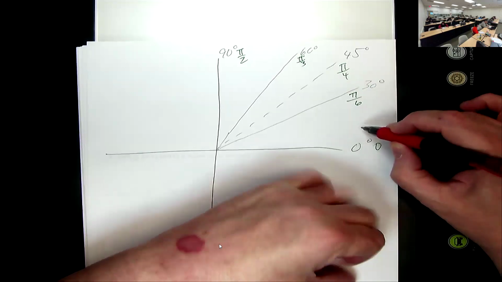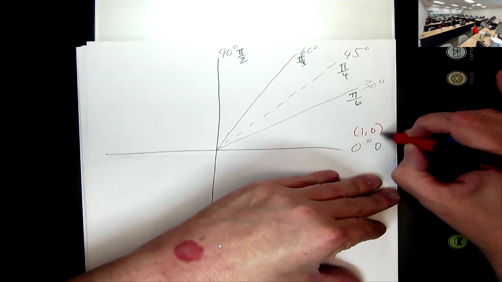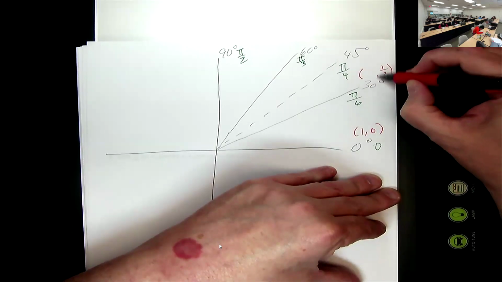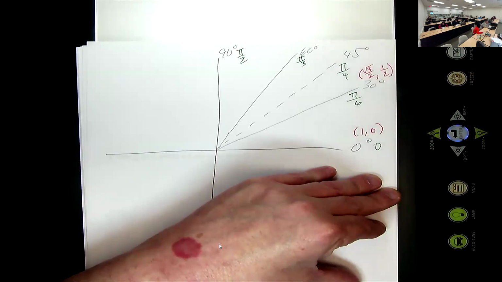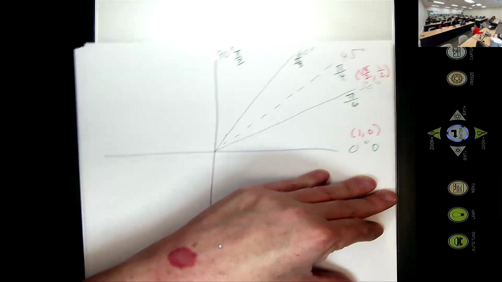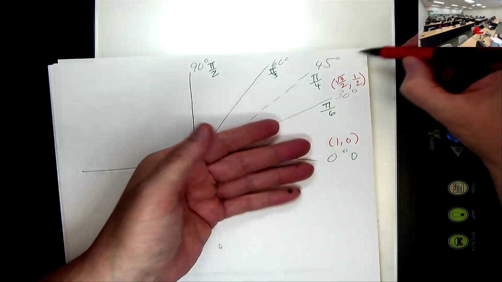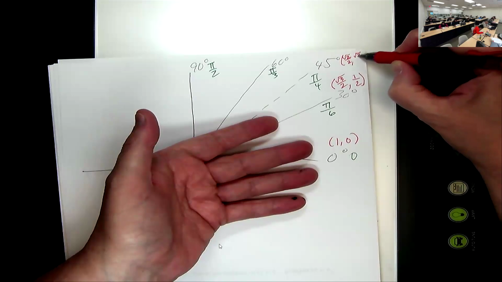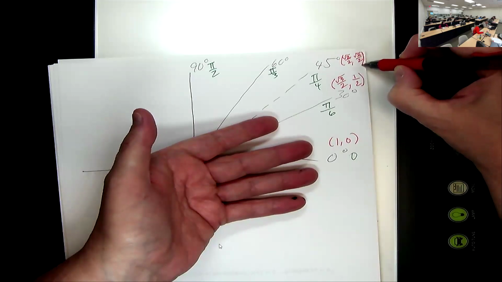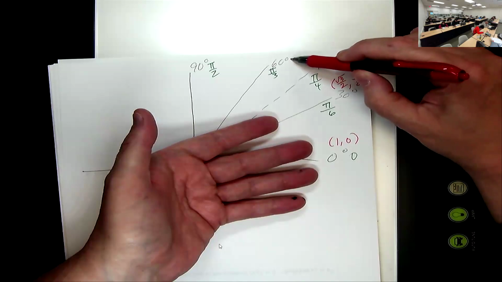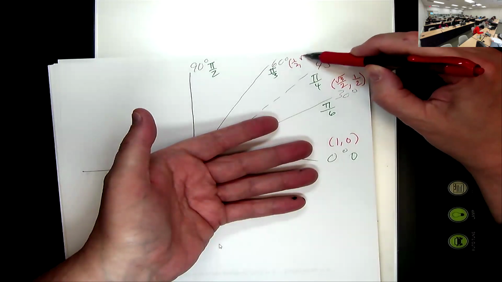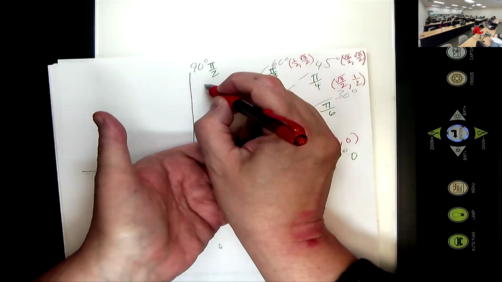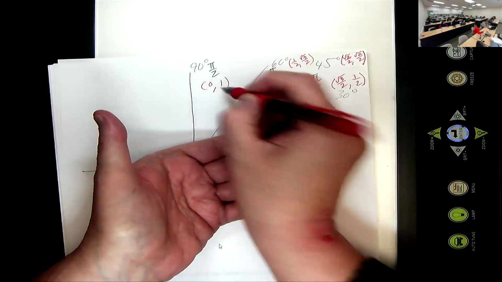We had four values here, this was 1, 0. This was sine 1/2, cosine √3 over 2. 45 degrees, we had √2 over 2 for both of them. 60 degrees, we had 1/2 and √3 over 2. And 90 degrees was 0 and 1.